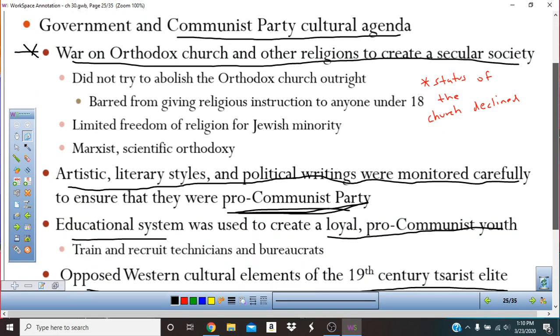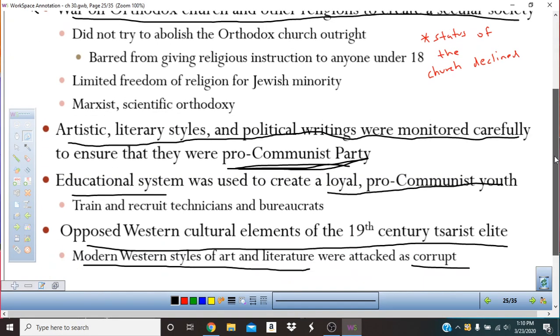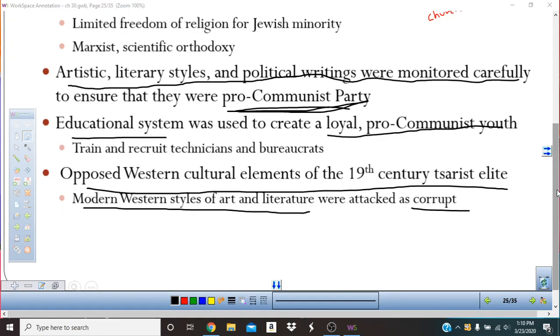So the Communist Party also was trying to change the culture. They didn't want people to be Orthodox Christians. Orthodox Christianity had been around for so many years, since the Byzantines visited Kiev and Rus. And so it was a big part of Russian culture. That is going to be challenged by the Soviets, and the status of the church is going to decline. Any artwork, any piece of writing must be pro-communist.